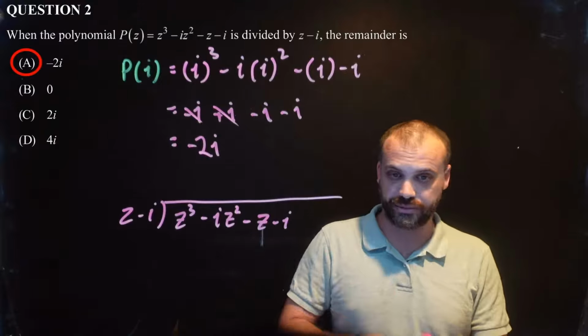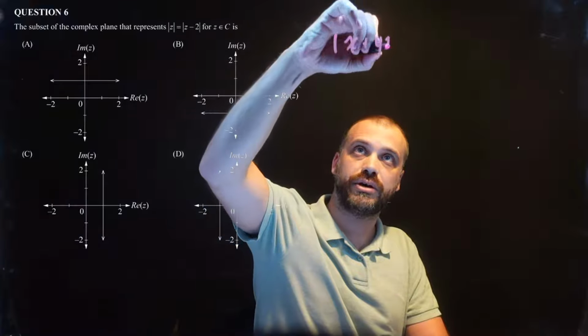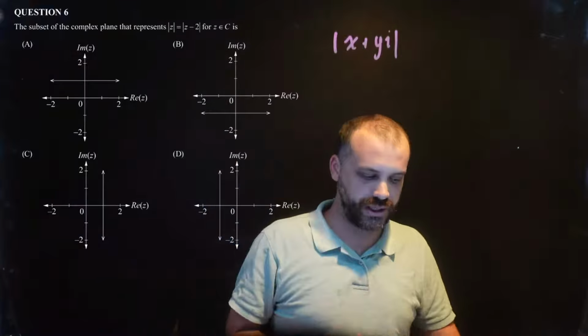All right, continuing a theme here, we've got complex numbers again, this time sketching subsets. I'm going to approach this by looking at my equation and letting z equal x plus yi. That has the effect of creating a Cartesian equation of whatever my subset is. So everywhere I see z, I'm going to put x plus yi. So magnitude of x plus yi equals magnitude of x plus yi, again just substituting for z, but then a minus 2 on the end.